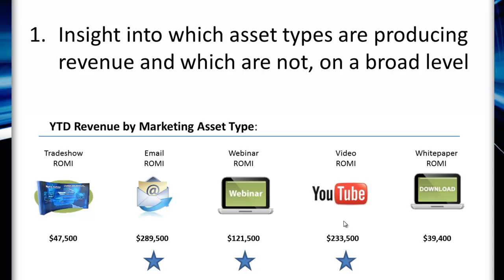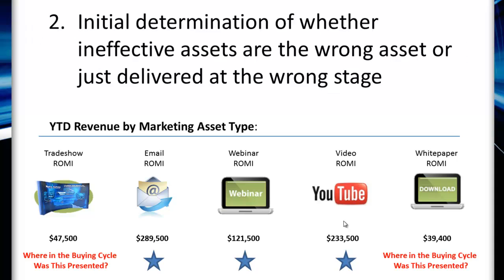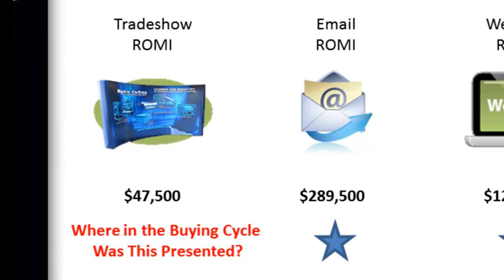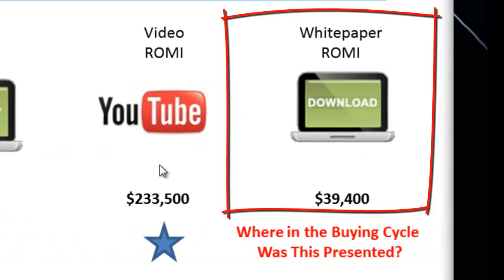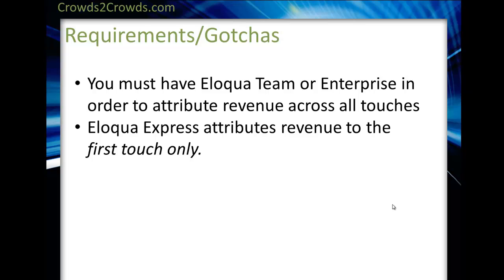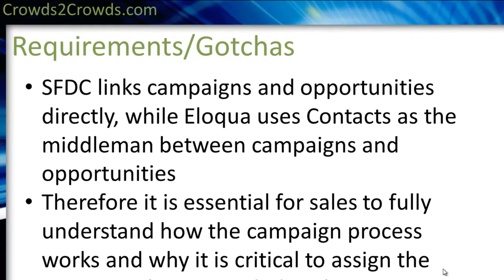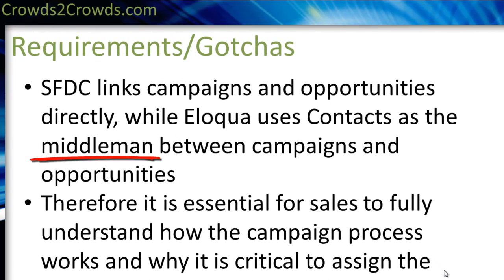The other thing that we can do is we can get an initial determination of whether ineffective assets are the wrong asset altogether or just delivered at the wrong stage. Now, you must have Eloqua Team or Enterprise in order to attribute revenue across all touches. If you have Eloqua Express, then you can only attribute revenue to the first touch only. Salesforce links campaigns and opportunities directly, while Eloqua uses contacts as the middleman between campaigns and opportunities.